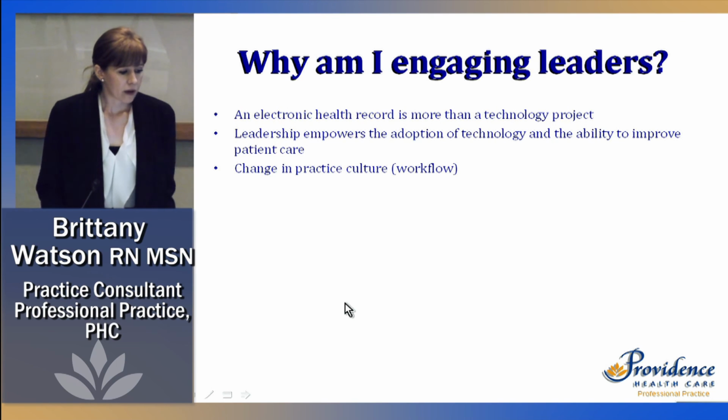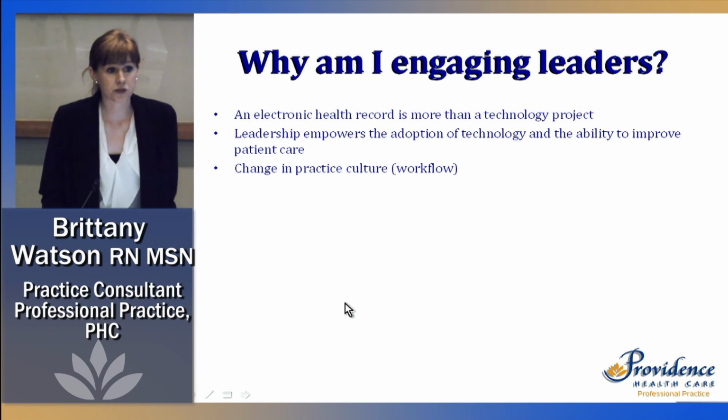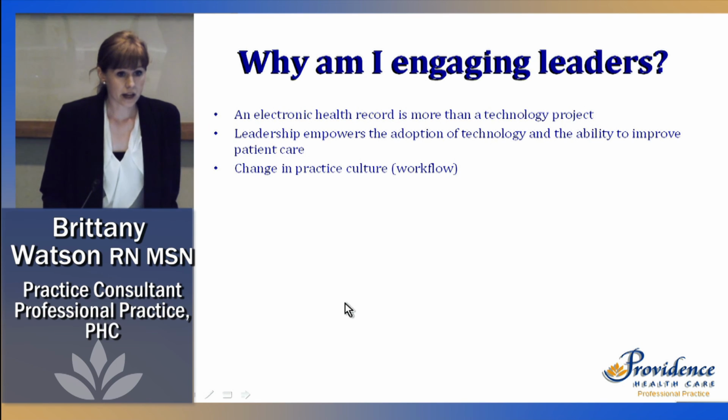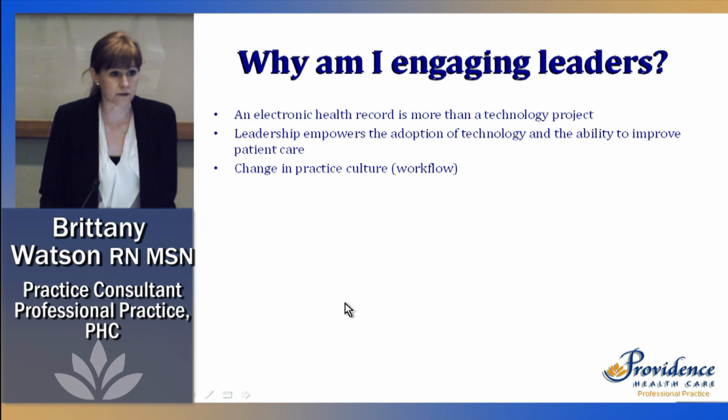So, Canada Health Infoway, they decided to do a research project across Canada. And one of the key factors that they were looking at in this research project was to try and understand what are the key enablers or the key drivers that lead to a successful change project that includes technology.